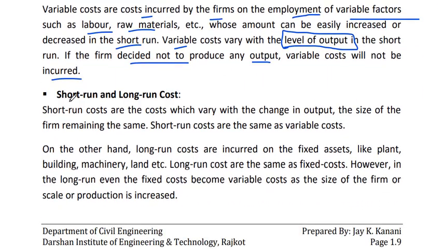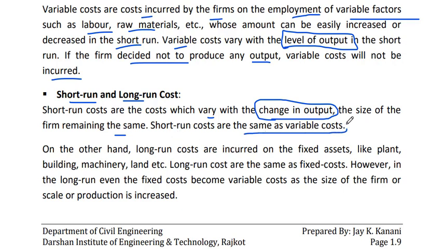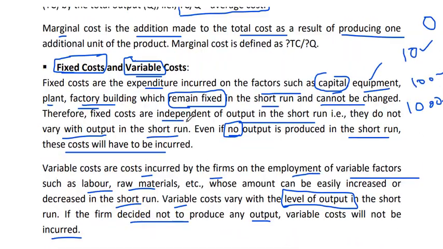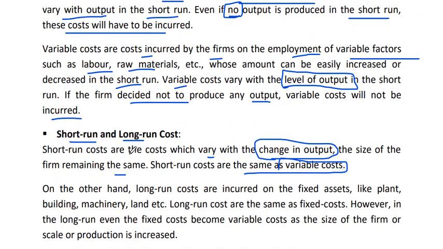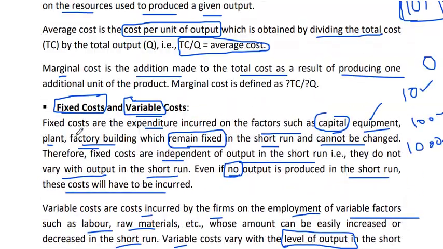Then short run and long run costs. Short run costs are the costs which vary with the change in the output, the size of the firm remaining the same. Short run costs are the same as variable costs, changing in a short time. They are both variable, but they have been given different names. On the other hand, long run costs are incurred on fixed assets like plant, building, machinery and land. This is called long run cost, and long run costs are the same as fixed costs.